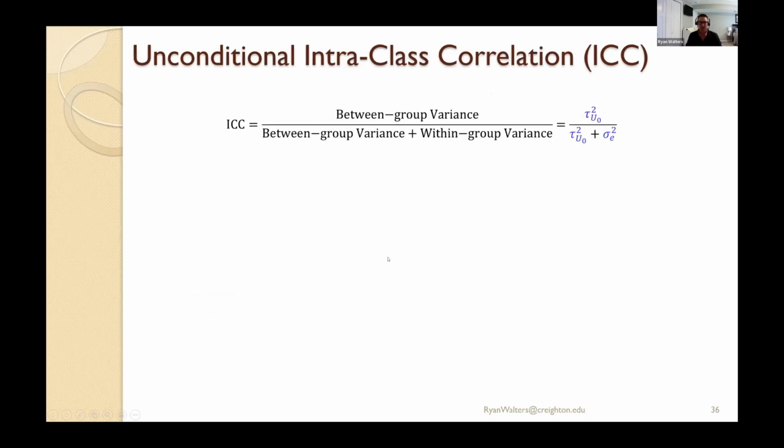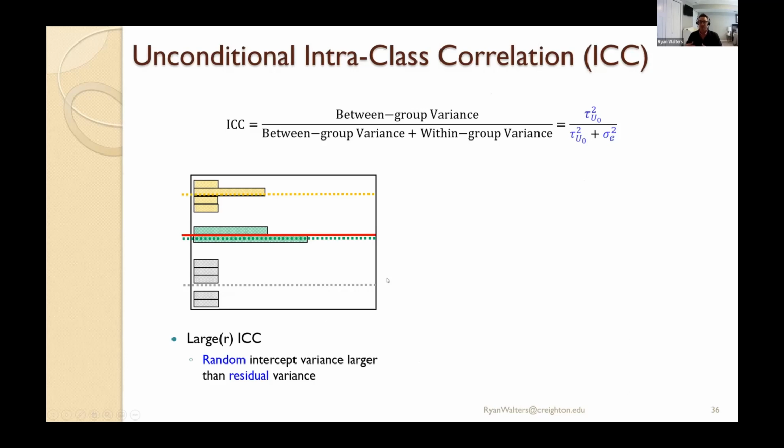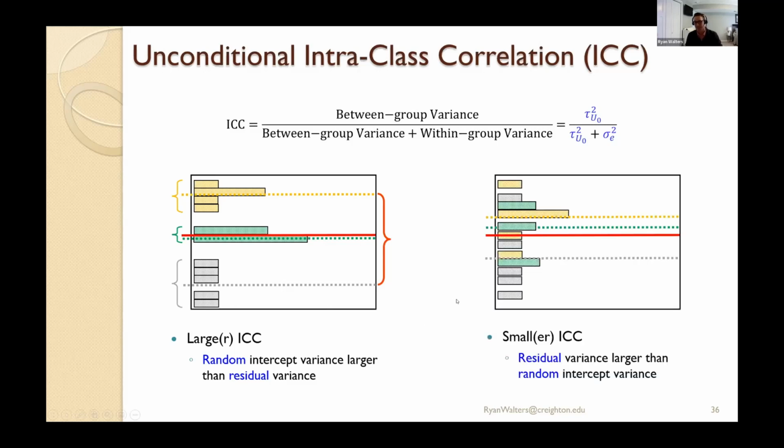So our intraclass correlation, in terms of pictures: larger ICCs imply more between group variability. Again, that between group variability captured by our random intercepts are deviations of each group's mean from the fixed intercept. So there's a lot more variation between groups than there is within groups, and that's going to produce a larger ICC relative to something like this, which is going to produce a smaller ICC. There's less between group variability and more within group, or residual, variability.